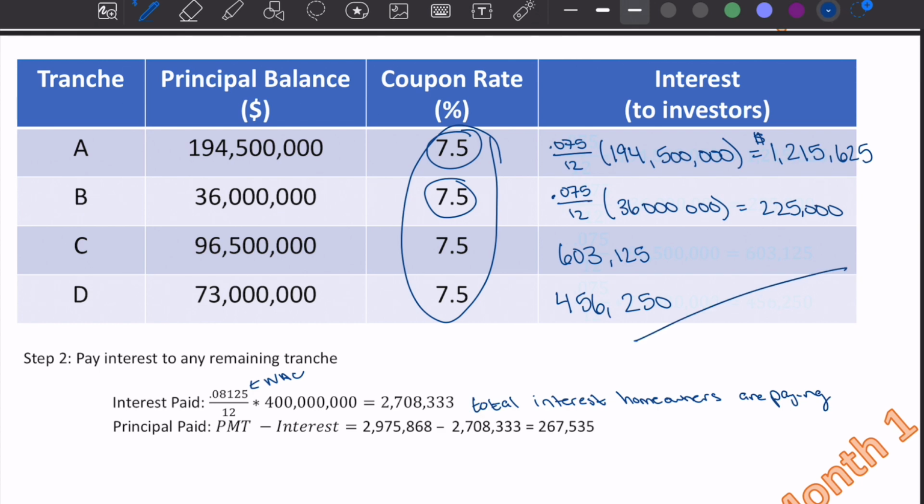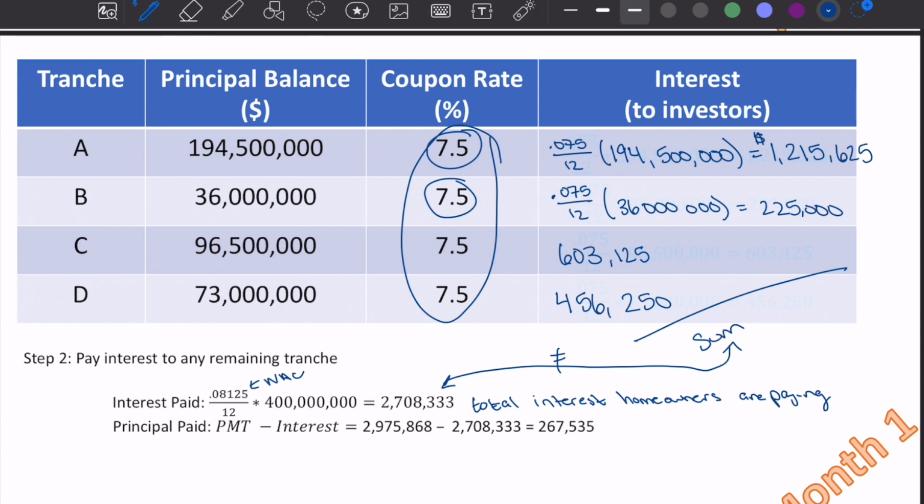Now, if you add up this column and take the sum of this column, it will not end up equaling the $2,708,333. The reason they will not be equal is you still have those servicing and guaranteeing fees. The pass-through rate that investors are receiving is different than the rate that homeowners are paying, that weighted average coupon.